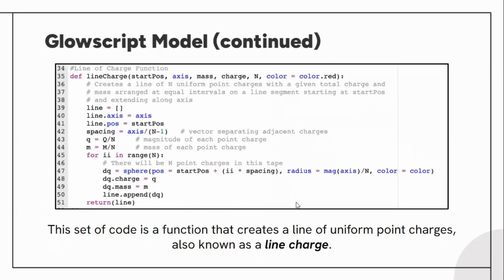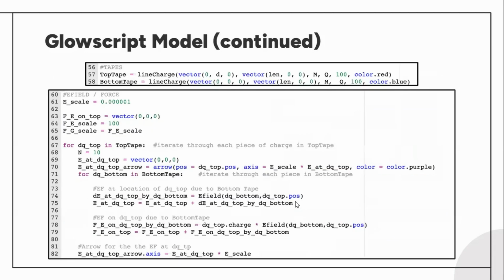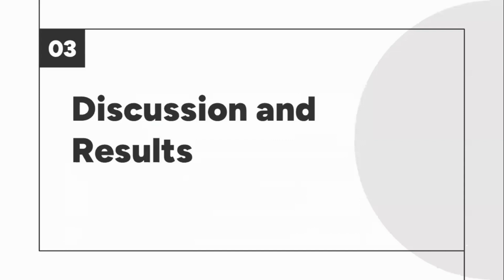The set of code is a function that creates a line of uniform point charges, also known as a line charge. Lines 57 and 58 create variables that will store values for both the top and bottom tapes. The for loop iterates through each point charge and each line charge for both the top and bottom tapes and calculates the dE and resulting electric field for both the top and bottom charges separately. The top tape is red and the bottom tape is blue.